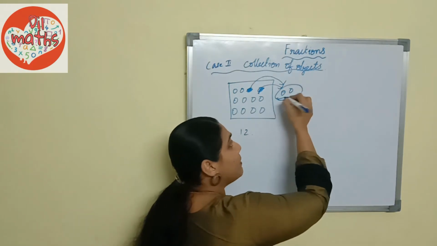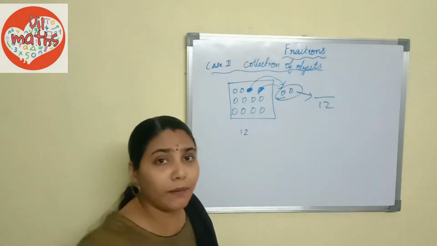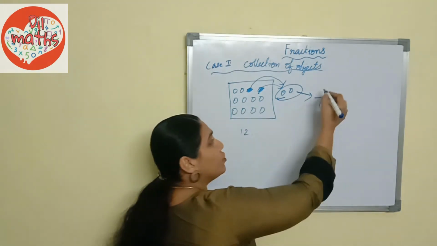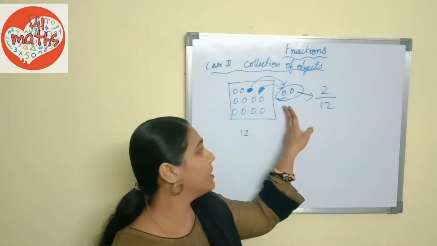I want to represent this by fraction. So in the denominator 12 will come, and what will come in the numerator? How many balls did I take outside? 2 balls I took outside. So 2 will come in the numerator. So 2 by 12 is the fraction that represents the 2 balls.